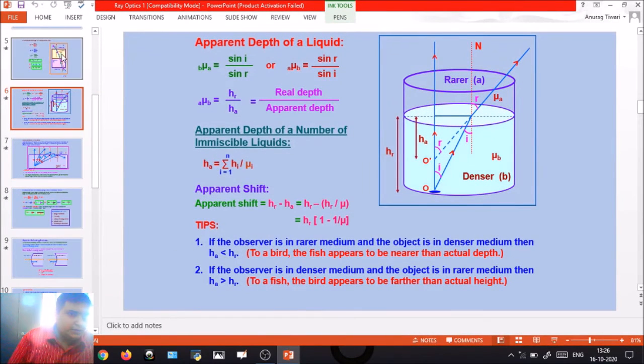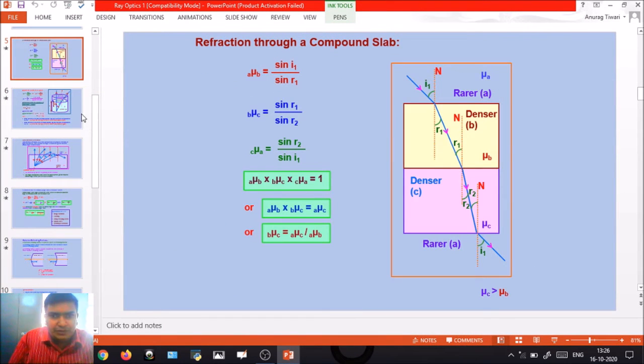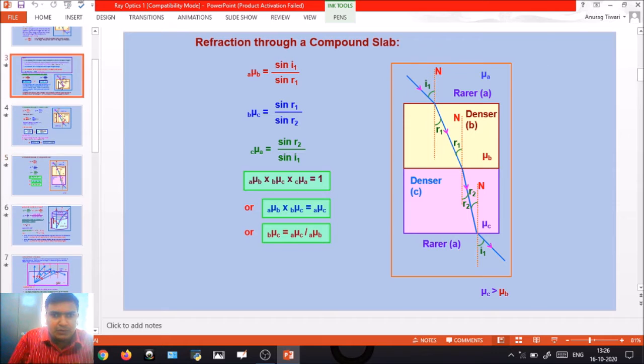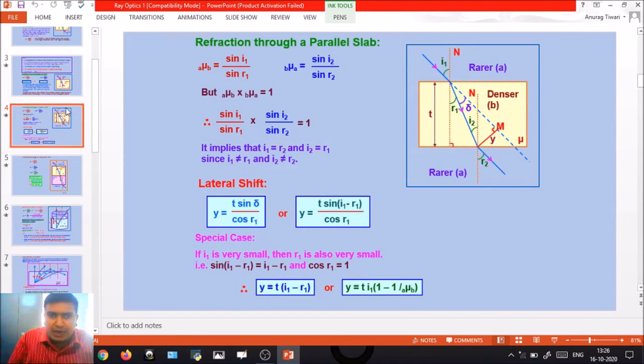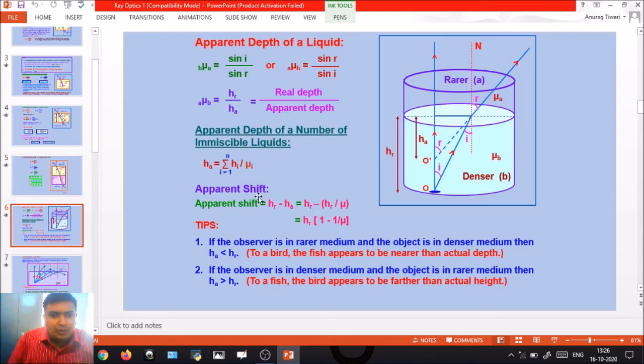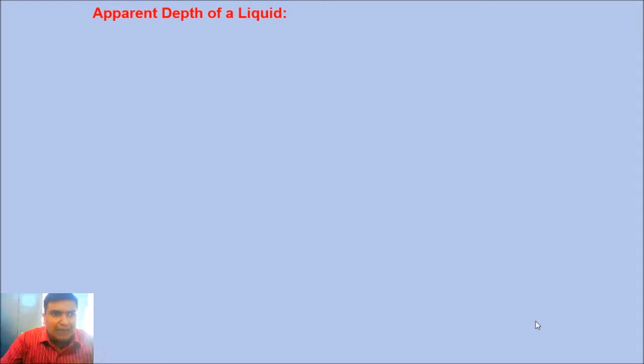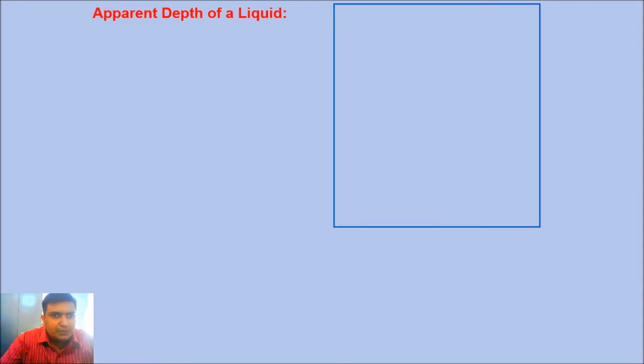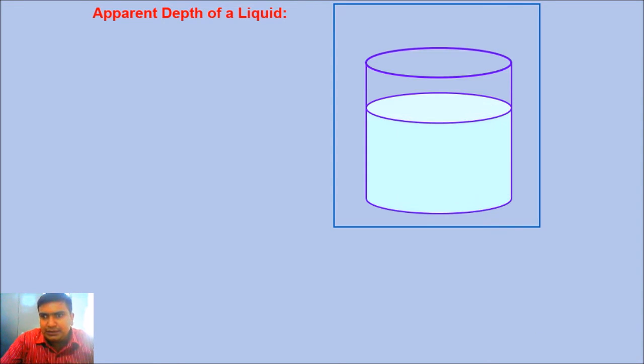Good morning, students. In previous lecture videos, we had already discussed the refraction of light, reflection of light, the laws of reversibility and the refraction through successive media. Now, in this video lecture, we are going to discuss the apparent depth of a liquid. So here, let us consider a tumbler filled with water of refractive index mu B.